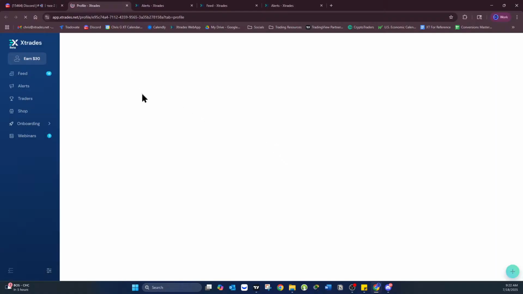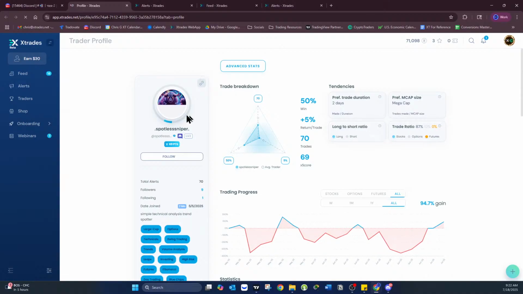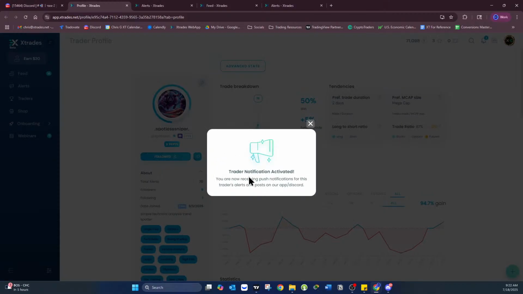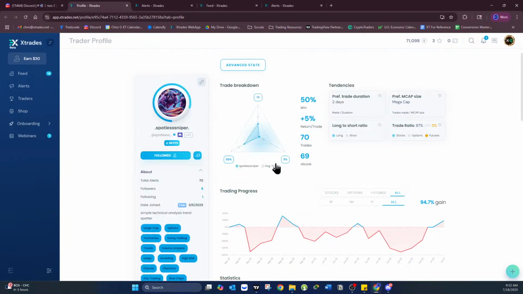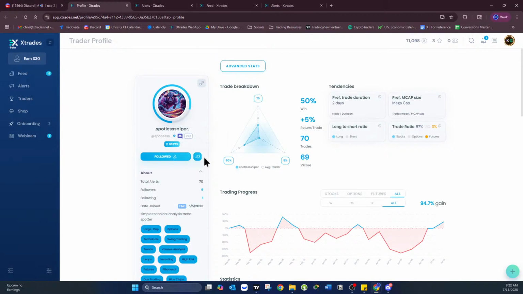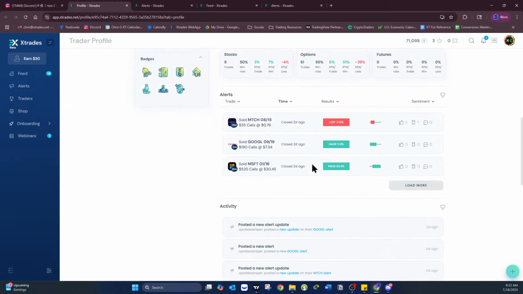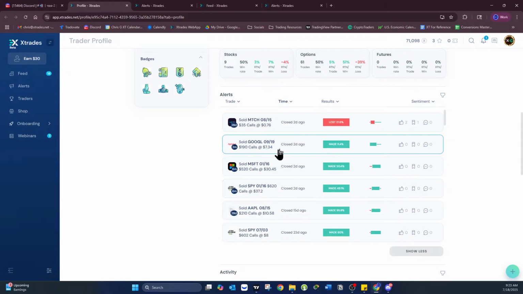If I click on his profile, it takes me, on the app, to his profile. You can see his win rate, return per trade, how many trades they have, and whether I follow him or not. Here you can follow any specific trader. Like I said, I can toggle this little button right here, and what this does is enable push notifications directly to my phone, right? So if I want to get just his alerts to my phone, I can do that with this little button right here. All you have to do is have the mobile app.